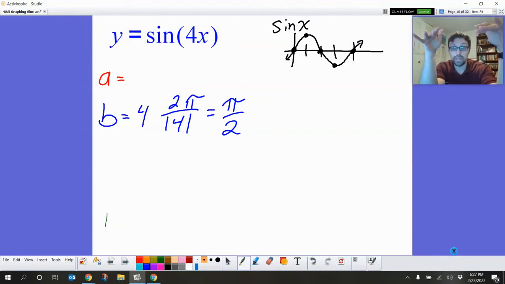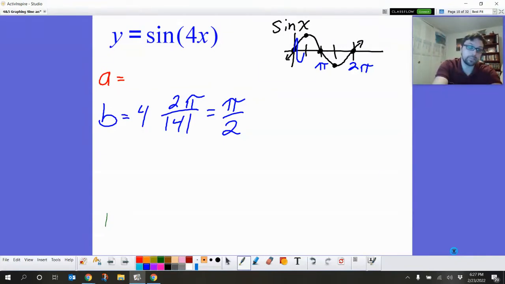I've drawn a little sine up at the top there. Normally, it takes all the way until 2 pi for us to complete our wobble. This wobble is going to be all the way done by the time we hit that first tick mark on a regular sine. Our A value is going to be 1 because there's an understood 1 right there.